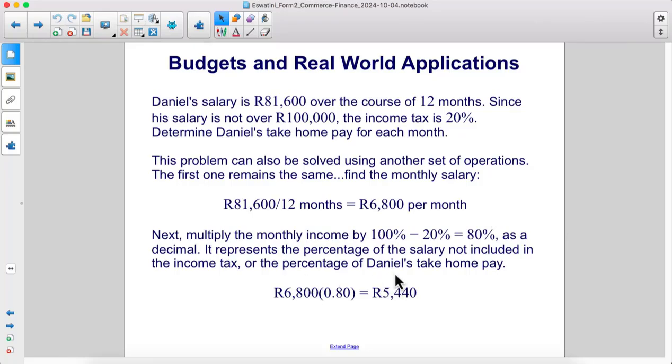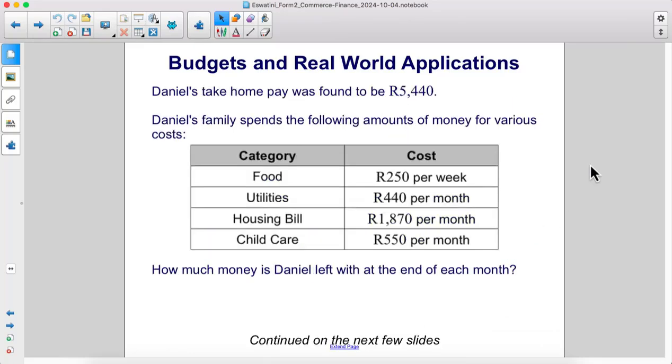So Daniel gets to take home 80% of this money, so therefore 0.8 times 6,800 gives us the same answer of 5,440 Rand. Daniel's take-home pay was found to be 5,440 Rand.